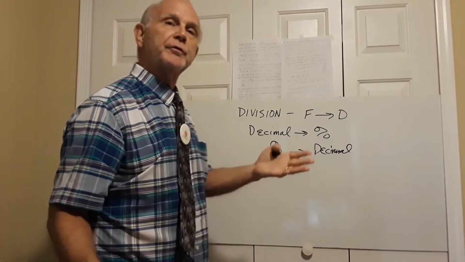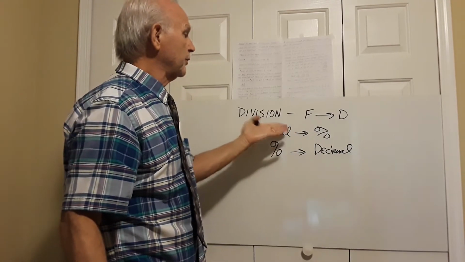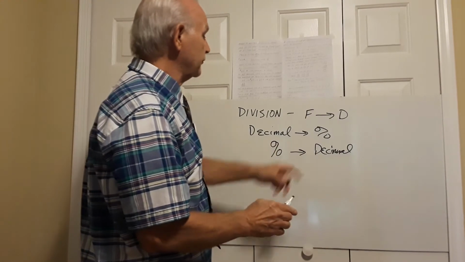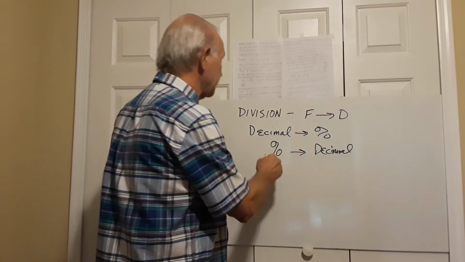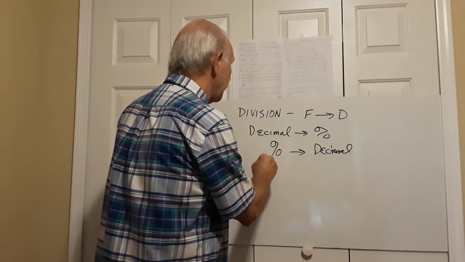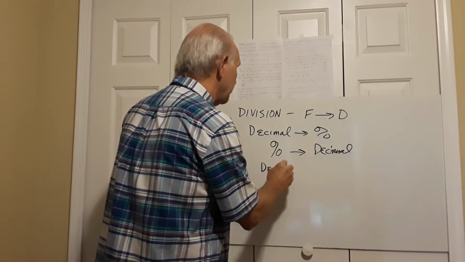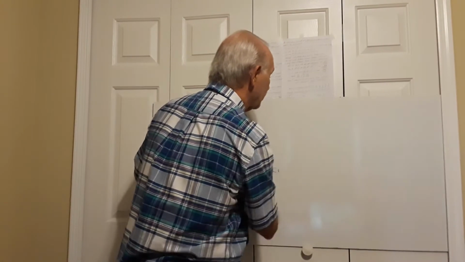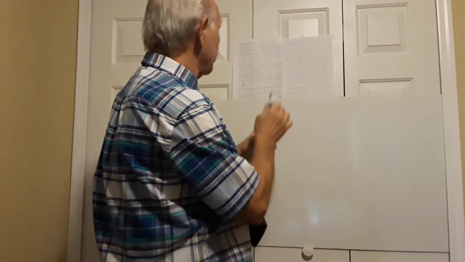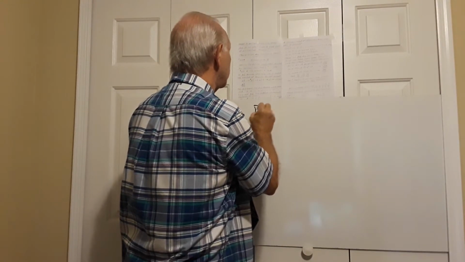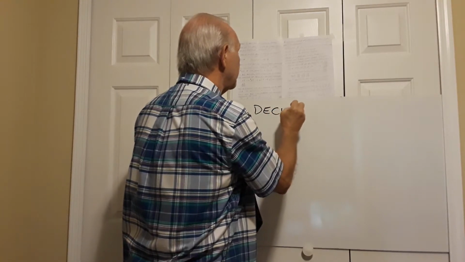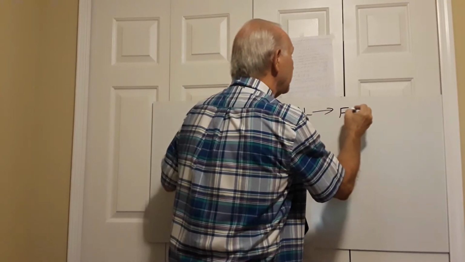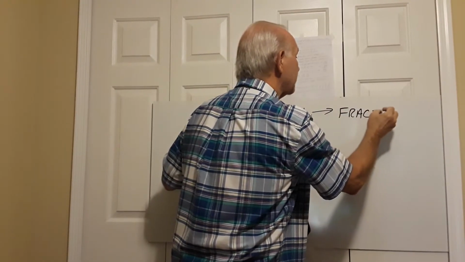All we do is remove the point and put in the decimal or the percent sign. That's all we have to do for that. So there's one left, and that is, how do we turn a decimal into a fraction? Let me make a headline out of this so I can spot it when I'm looking at it. So now we're going to take a look at how do we turn a decimal into a fraction.